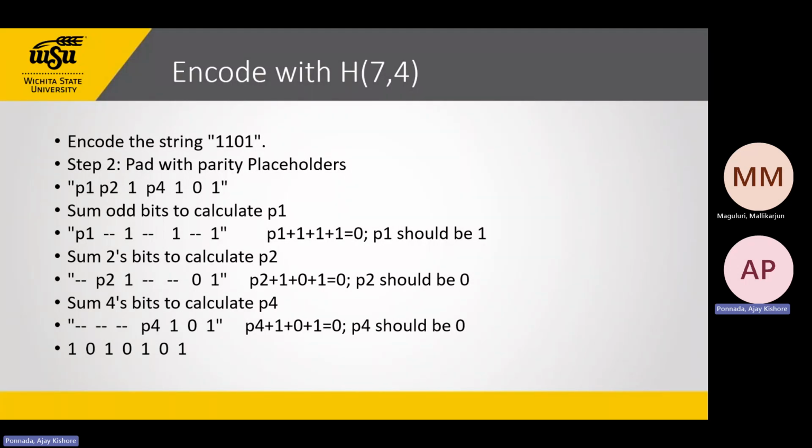So this is the encoding with H74. Let's say encoded string 1101. Step 2, pad with parity placeholders. So P1, P2, 1, P4, 101. That's what we have done in our very first step. Then sum odd bits to calculate P1. So P1, 1, 1, 1. So P1 should be 1 to make it even parity. And P2, 1, then just leave these two, 0, 1. P2 plus 1 plus 0 plus 1 to make it even. So P2 should be 0 and P4 should be 0. That's what we have done just now.